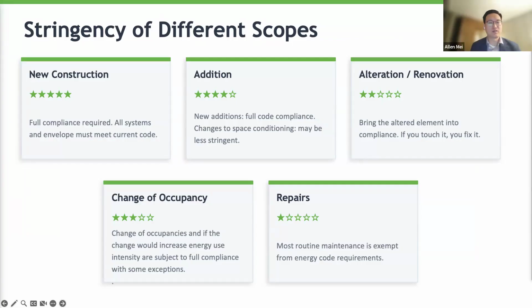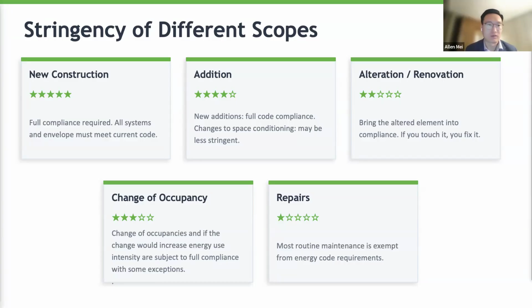Of course. So both IECC and ASHRAE 90.1 cover different scopes, new construction and existing buildings. 90.1 does cover existing buildings, and in existing buildings, you have addition, alteration, change of occupancy and repairs. So we ranked the stringency levels based on different scopes here. Obviously, new construction is the most stringent. You basically have to apply every applicable provision. An addition is slightly less stringent; in some cases, it allows you to comply with the addition plus the existing building as a whole.